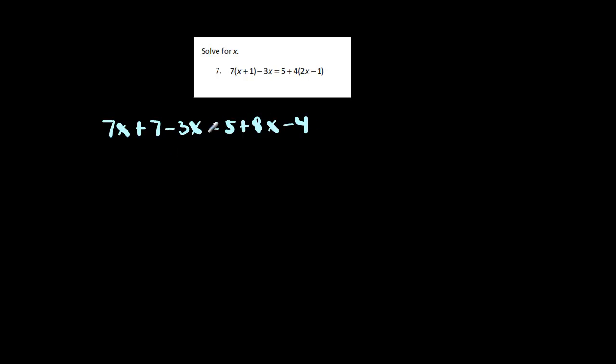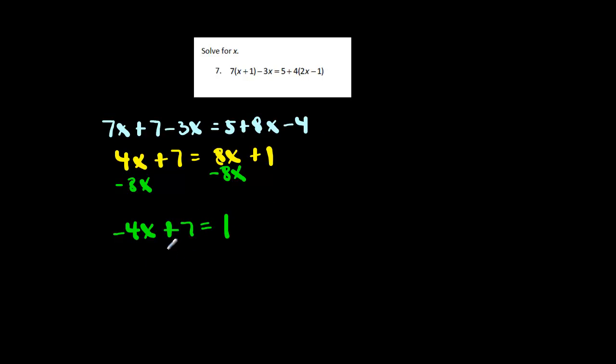Next, I'm going to simplify what I can on both sides. 7x minus 3x is 4x. Over here I have 8x. 5 minus 4 is 1. I'm going to move the x's over here, so I'm going to subtract 8x from both sides. I'm going to have negative 4x plus 7 equals 1. Subtract 7 from both sides, so I'm going to have negative 4x equals negative 6. And then from there, x equals, I'm going to divide both sides by negative 4. The negatives cancel. I'll have 6 over 4, which reduces to 3/2.